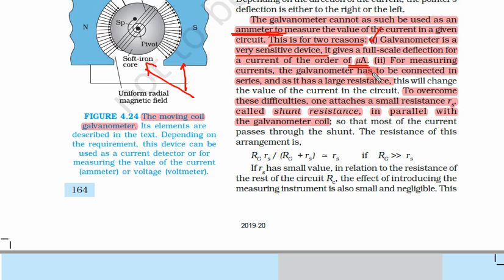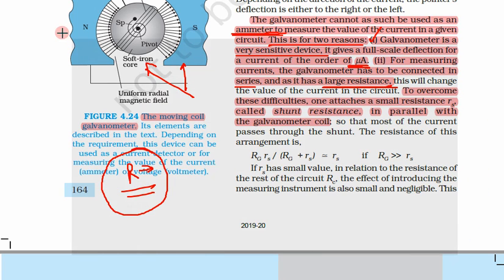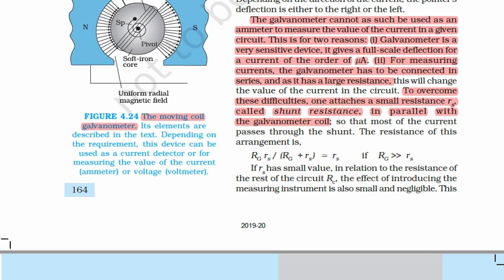For measuring currents, the galvanometer has to be connected in series. You know that an ammeter has to be connected in series. But the problem is that it has a large resistance. If the resistance R is very large, then what will happen? It will measure the current inaccurately. So there are two problems. First, it is a very sensitive device, so even a microampere of current gives the full deflection, and second, it has a large resistance, so it cannot measure the current accurately. So we cannot use this directly as an ammeter.